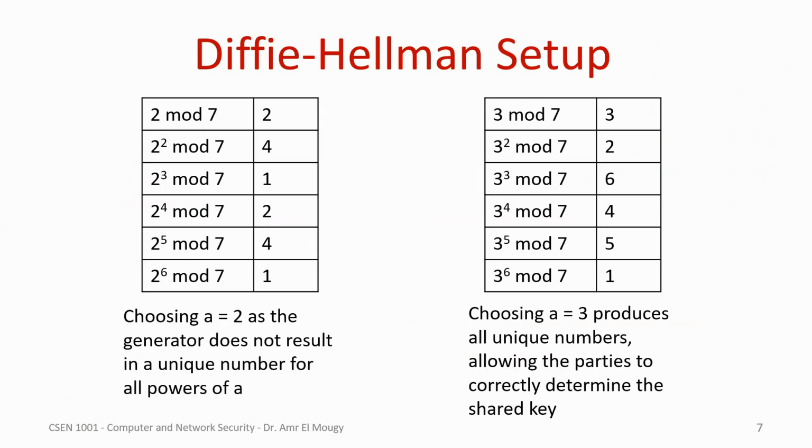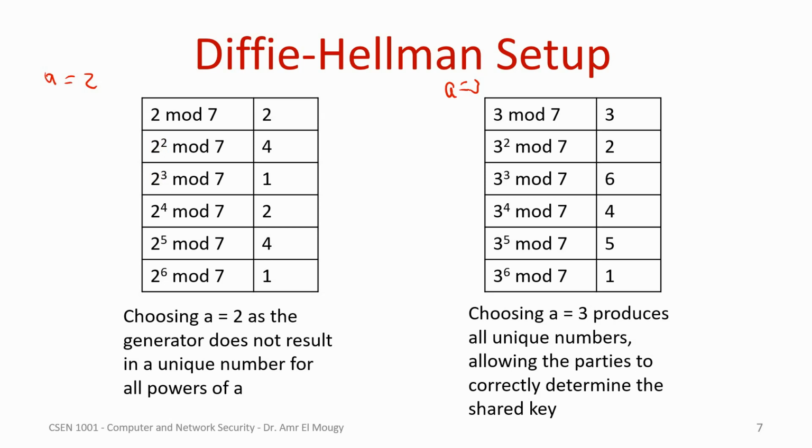Okay, let's take an example. These two generators, A equals 2 and A equals 3. Now we know that 3 is a primitive root modulo 7, but 2 is actually not a primitive root. Now let's see what happens if we raise the powers of 2 mod 7. So 2 mod 7 is equal to 2, 2 power 2 mod 7 is equal to 4, 2 power 3 mod 7 is equal to 1, 2 power 4 mod 7 is equal to 2, 2 power 5 mod 7 is equal to 4, 2 power 6 mod 7 is equal to 1.